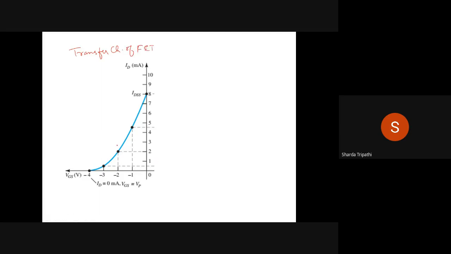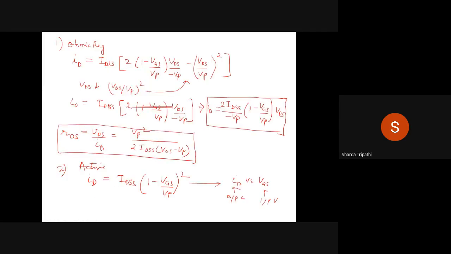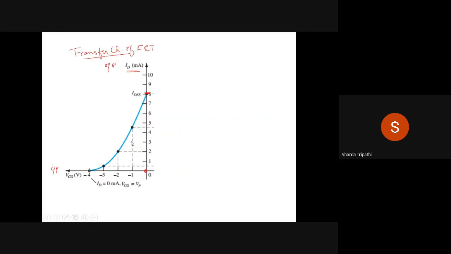ट्रांसफर क्यों कहते हैं इसको? Because Y axis पे जो quantity है this is the output quantity और X axis पे जो quantity है this is the input quantity. That's why this characteristic is called the transfer characteristic. So this we have already seen that when VGS is equal to minus VP, at that time the drain current is 0. And if you go on increasing the value of VGS towards 0, so at 0 this will be maximum value which is IDSS. And in between this is going to increase, and the increase is governed by this equation which is shown over here. ठीक है?